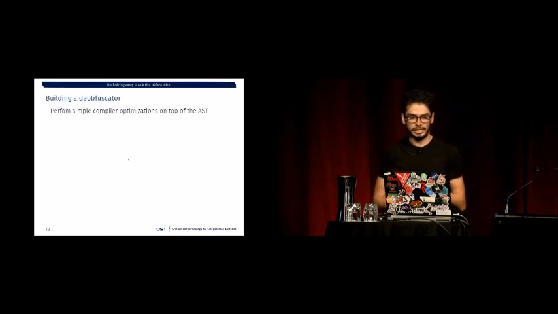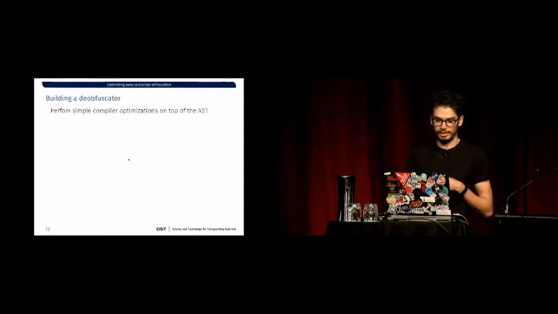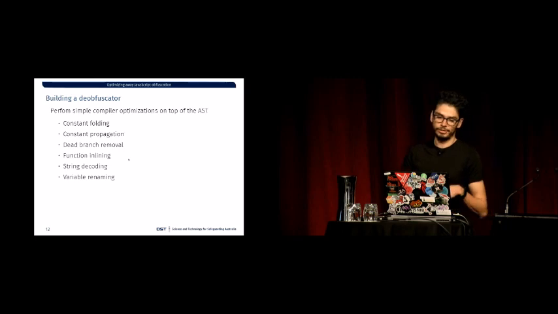All right, so let's look at, I guess, the meat of this work, and that is how we build a deobfuscator to do things to this AST. If you're familiar with compilers, many of these terms may look familiar. These are typical compiler optimization techniques, and it turns out that we can reuse a bunch of them to make code easier to read as well.